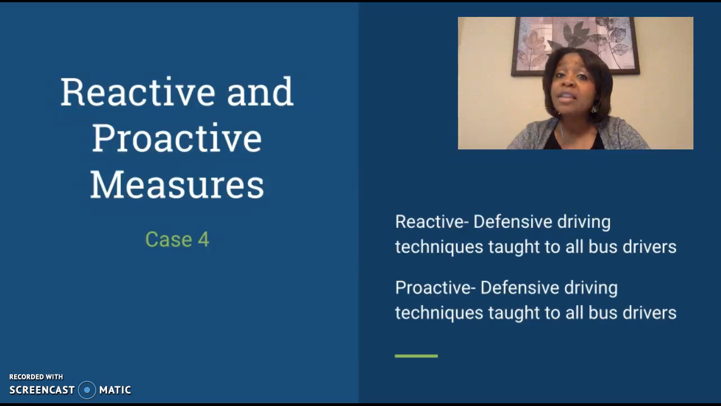Reactive and proactive measures for Case 4. Reactive: defensive driving techniques taught to all bus drivers. And proactive, the same thing: defensive driving techniques taught to all bus drivers.